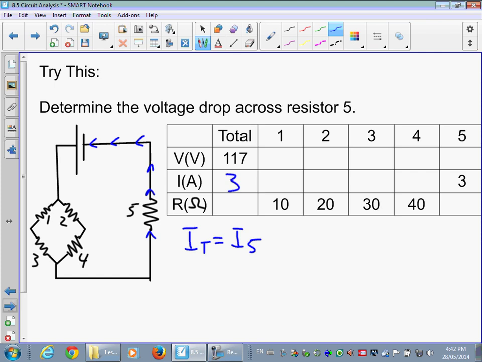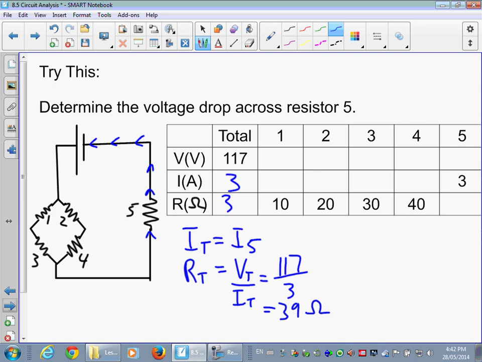Now things start to maybe become a little bit more clear because we can use Ohm's law. So the resistance across the entire circuit is equal to the voltage for the entire circuit divided by the current through the entire circuit. So 117 divided by 3 gives you 39 ohms.